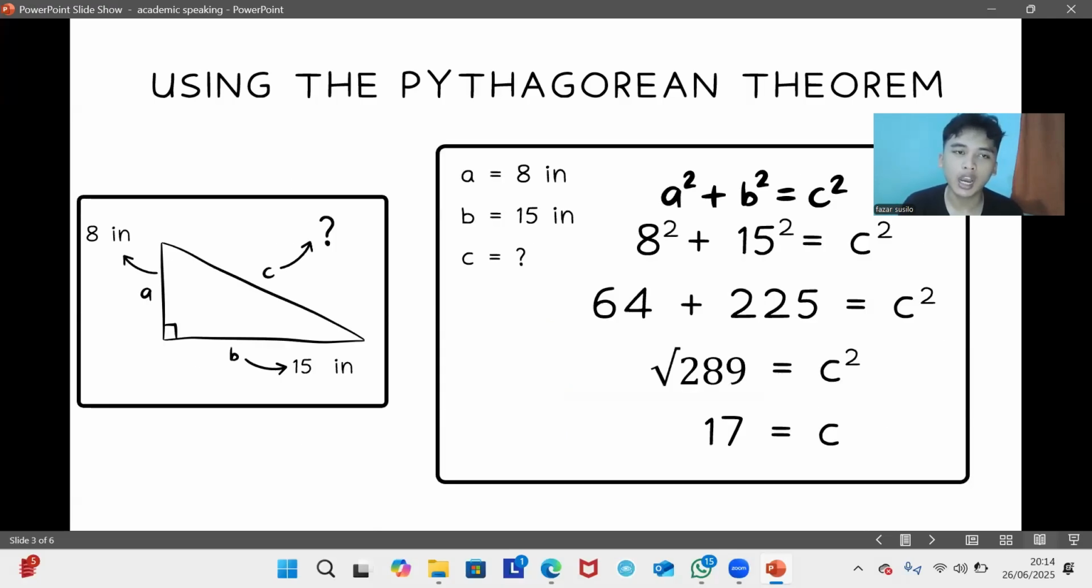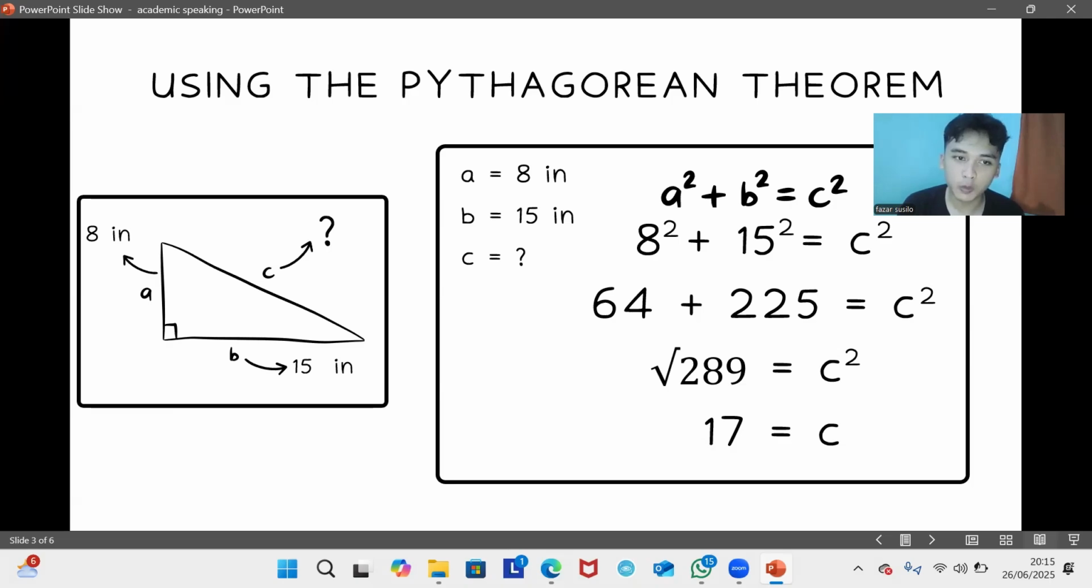And next, I will try to show how to use the Pythagorean theorem in practice. So first, you must find where the hypotenuse is. Because the hypotenuse is the longest side of the right angle triangle, you can see the side C is the hypotenuse, and C of course is unknown. So that's why we must find what C is.